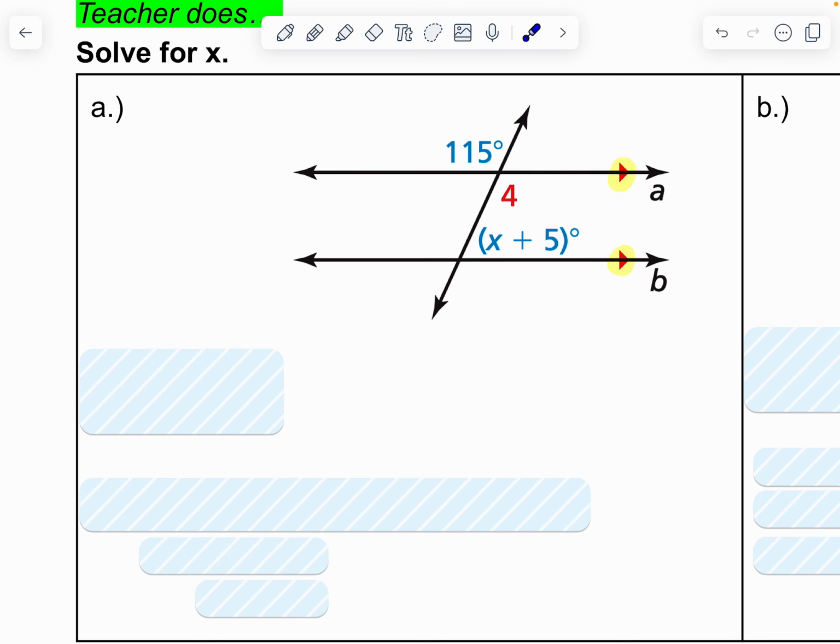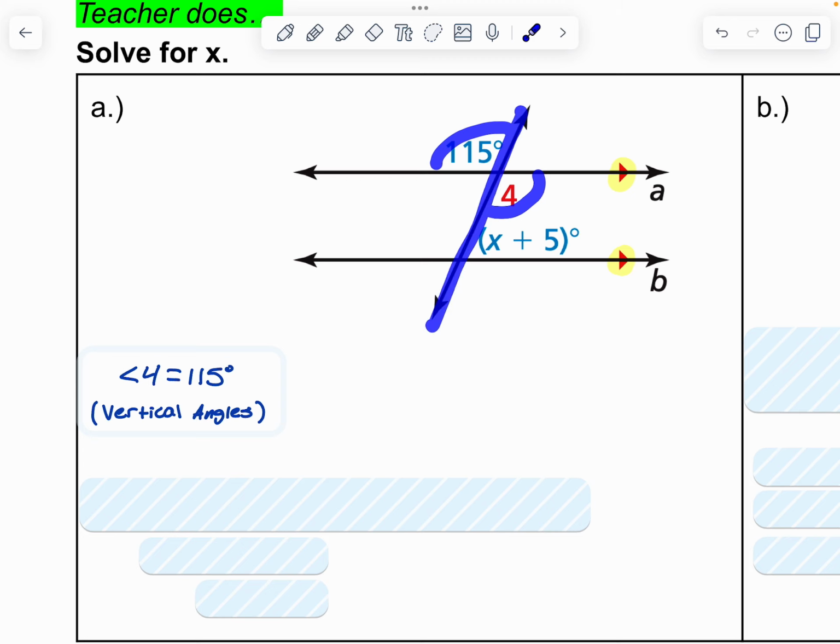But instead, can I find the measure of angle 4? Think about that for a second. Yeah, it's 115 degrees. Because 115 degrees here and a vertical angle there, I know that vertical angles are congruent. We had to find that first. Now I have this angle right here is 115 degrees.